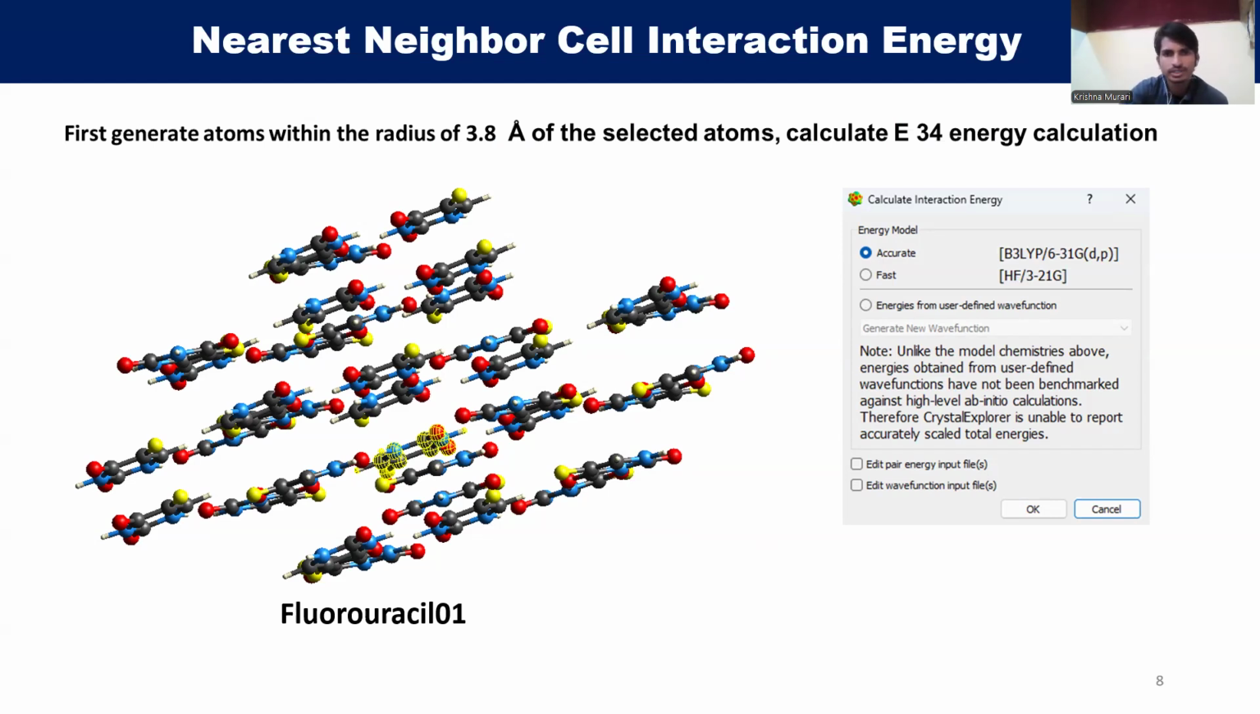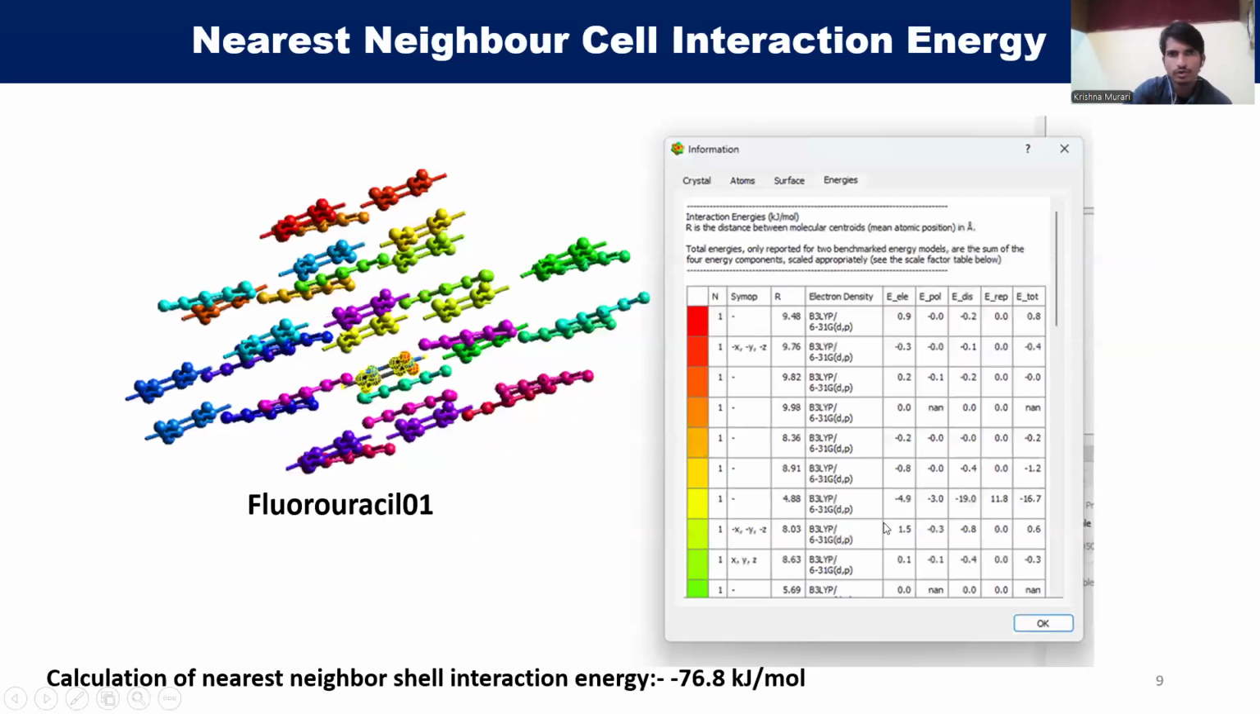Then we calculate interaction energy using this one, and after that, you will obtain a chart. This is the type of chart you will obtain. It will show on the screen. Then what we have to do is export this data to an Excel file, and after that we calculate the nearest neighbor cell interaction energy by multiplying column n and E total, then summing up the values and then dividing by 2. Now, why are we dividing by 2?